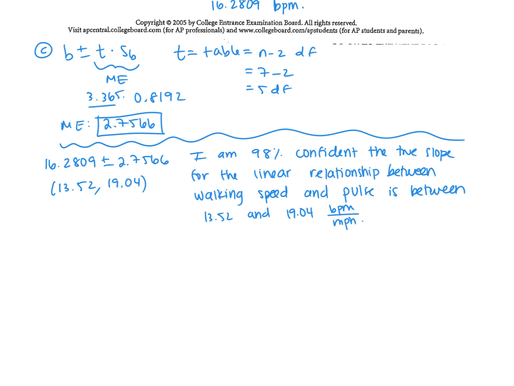So this is the interpretation of slope. I am 98% confident that the true slope for the linear relationship between walking speed and pulse is between 13.52 and 19.04, and somewhere we need to have units. Slope is y over x, so beats per minute over mile per hour. Or you could have put that walking speed, miles per hour, and pulse, beats per minute. You could have put it there as well.